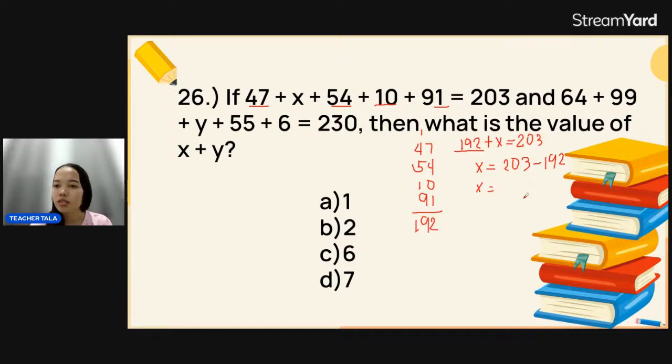So, that is 11. Right? 203 minus 192, 8 plus 3, that's 11. Oh my gosh, I'm having bad thoughts in this. Kasi bakit 11? Masyadong malaki. Tapos i-add pa natin sa y. Okay, don't worry. Let us solve the others first. But let's review. 47 plus 54 plus 10 plus 91. 7 plus 4, 11, 12. 5 plus 5, 10. 20. 202. Oh my gosh. So, wrong agad. Hindi pala 192.